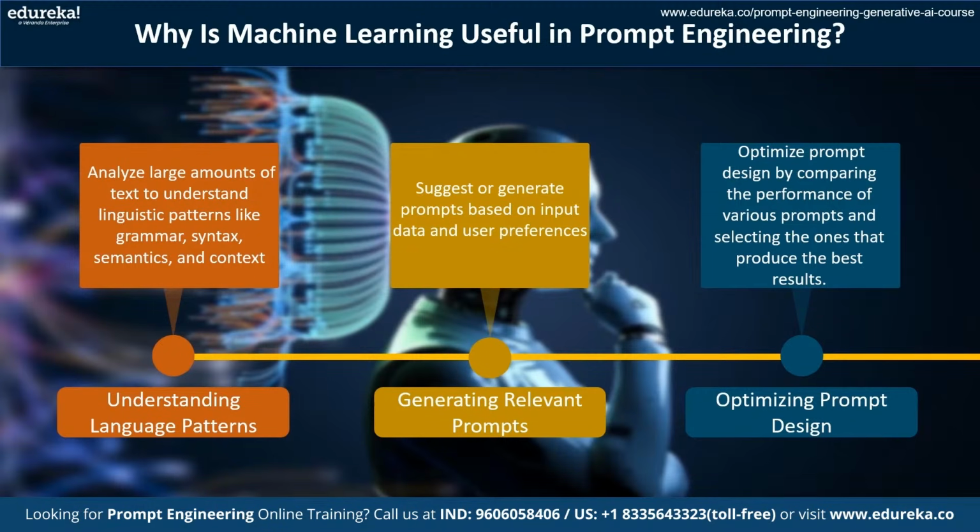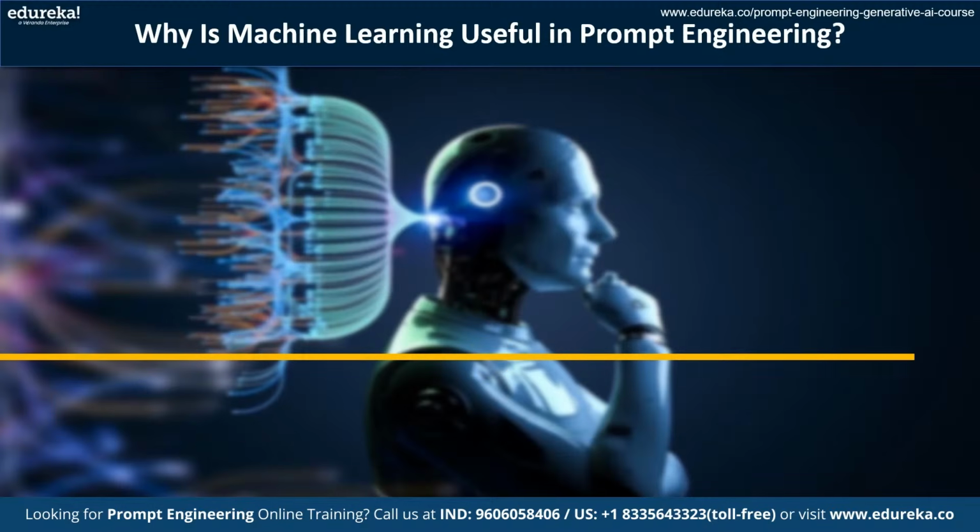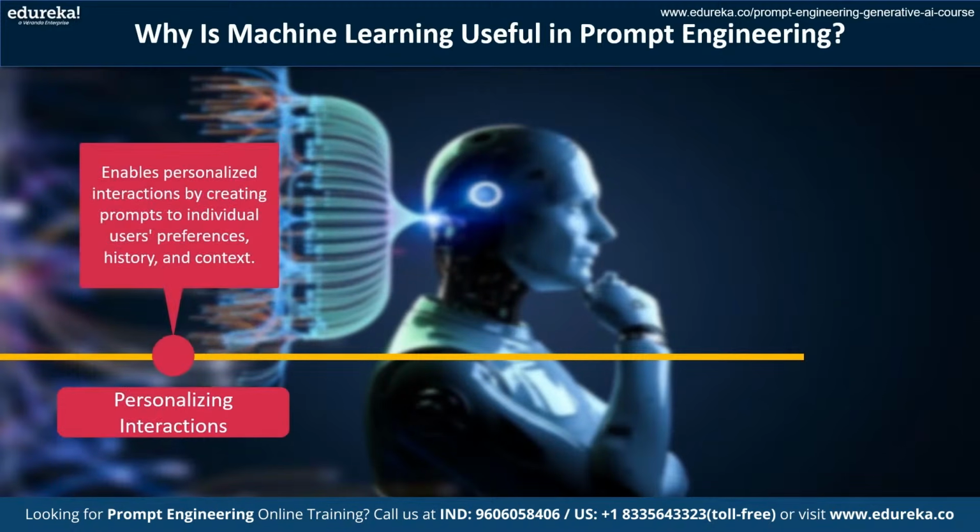Next, optimizing prompt design. Machine learning techniques can be used to optimize prompt design by comparing the performance of various prompts and selecting the one that produces the best result. This iterative process improves prompt engineering practices and the overall performance of language models. And the next is personalizing interactions.